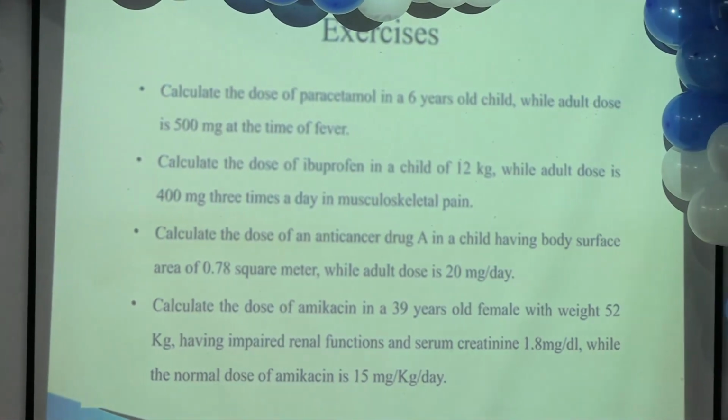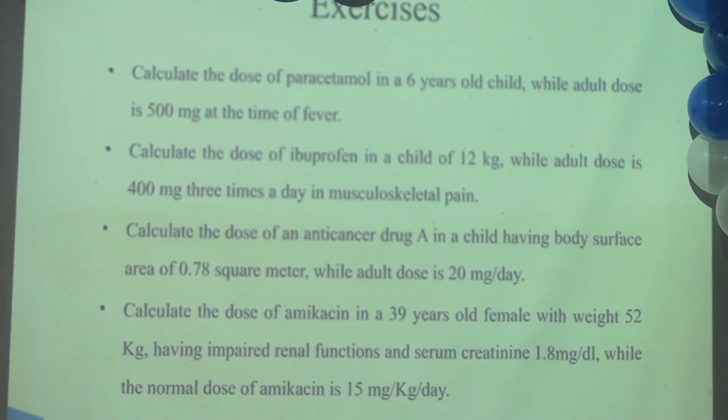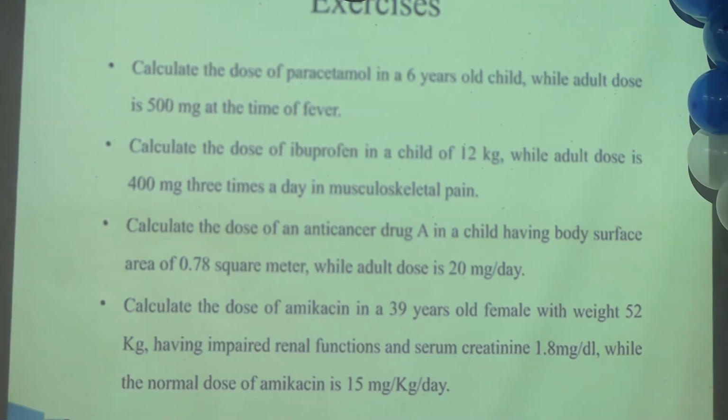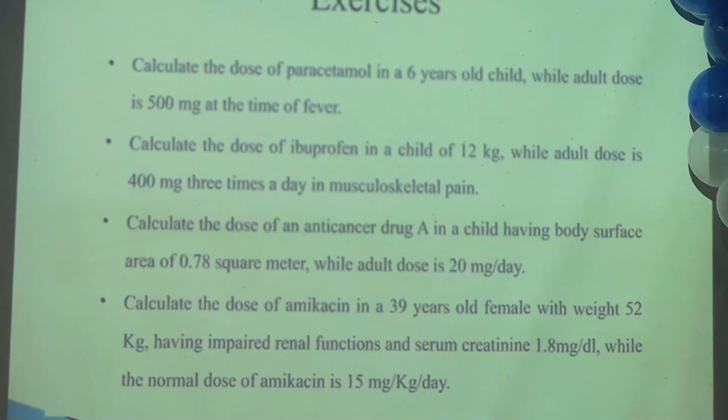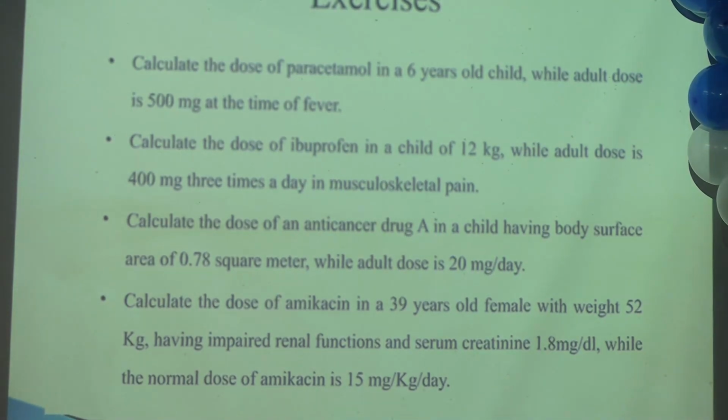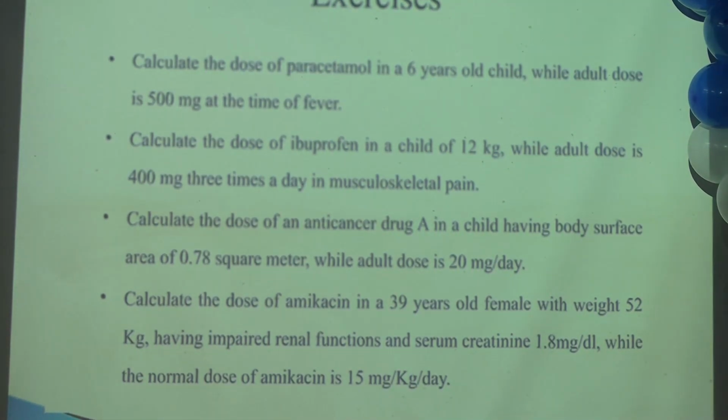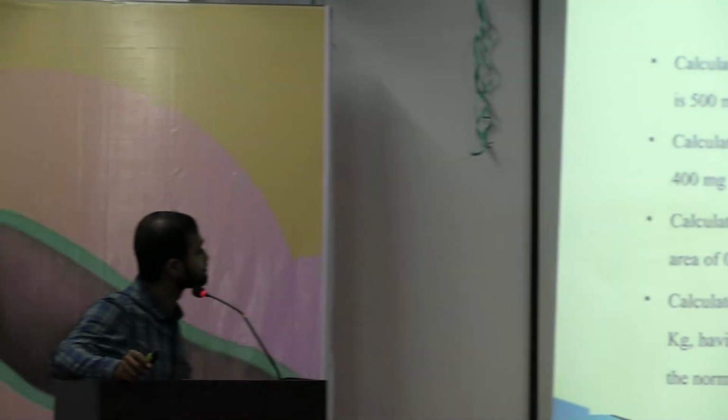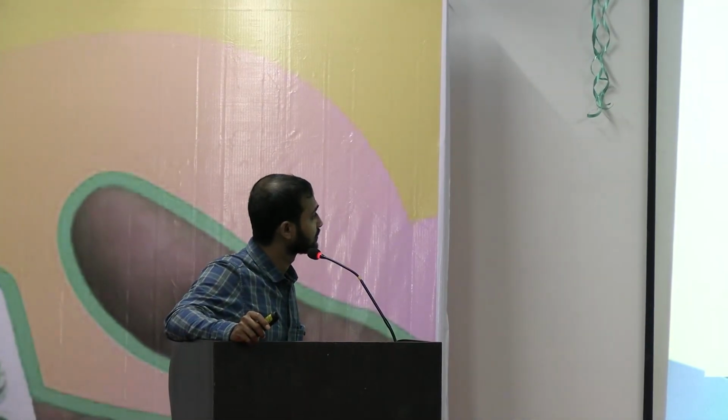Calculate the dose of ibuprofen in a child of 12 kg, while the adult dose is 400 milligram 3 times a day in musculoskeletal pain. How will you calculate? What is the formula for calculation of the dose? This is a child, okay? The weight has been given. So how will you calculate? What is the formula? Simple formula. Answer.